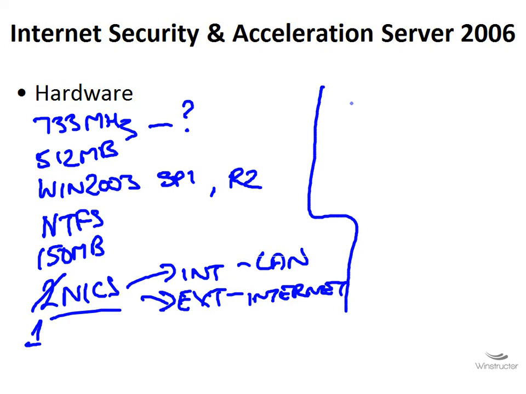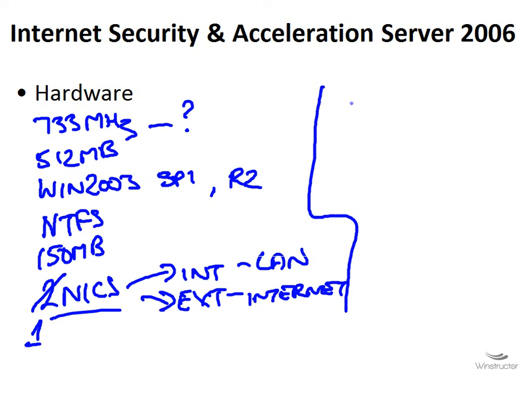So what I'm going to do is I'm just going to regurgitate those requirements just so you guys have something to go by. But do be aware what I'm about to say is for ISA Server 2004, not 2006, so the actual numbers might differ slightly.